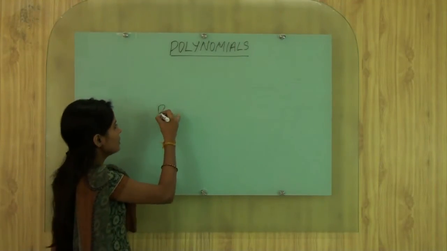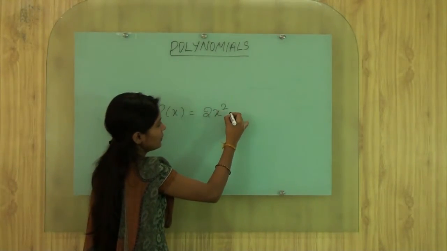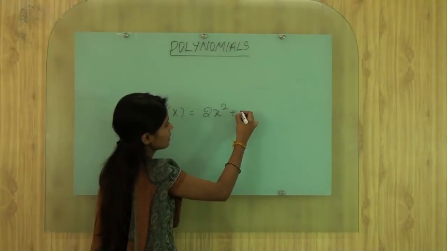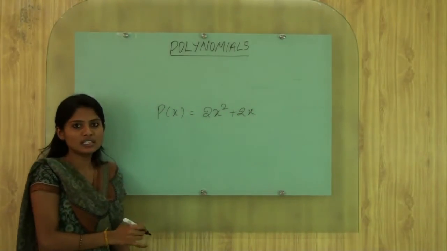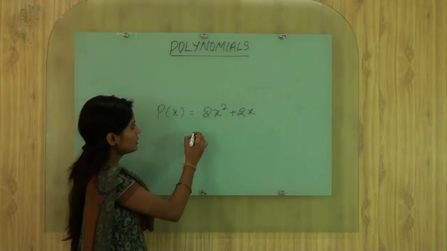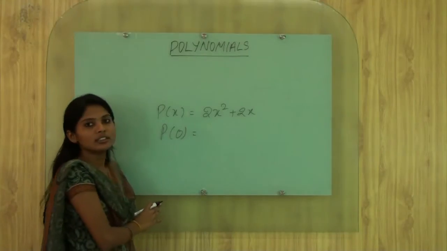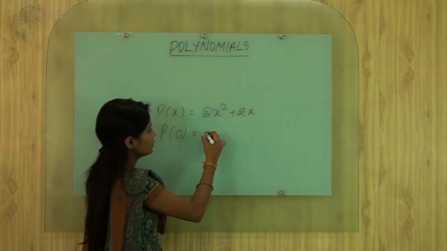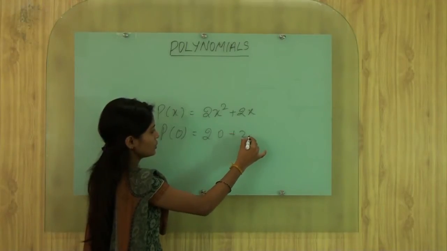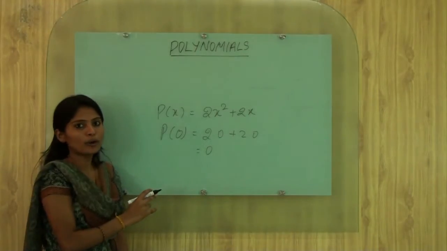Let's take an example. P of x is equal to 2x square plus 2x. This is a polynomial. For this, let's substitute x is equal to 0. Then you will get 2 into 0 plus 2 into 0, which is equal to 0. Now 0 is a zero of the polynomial.